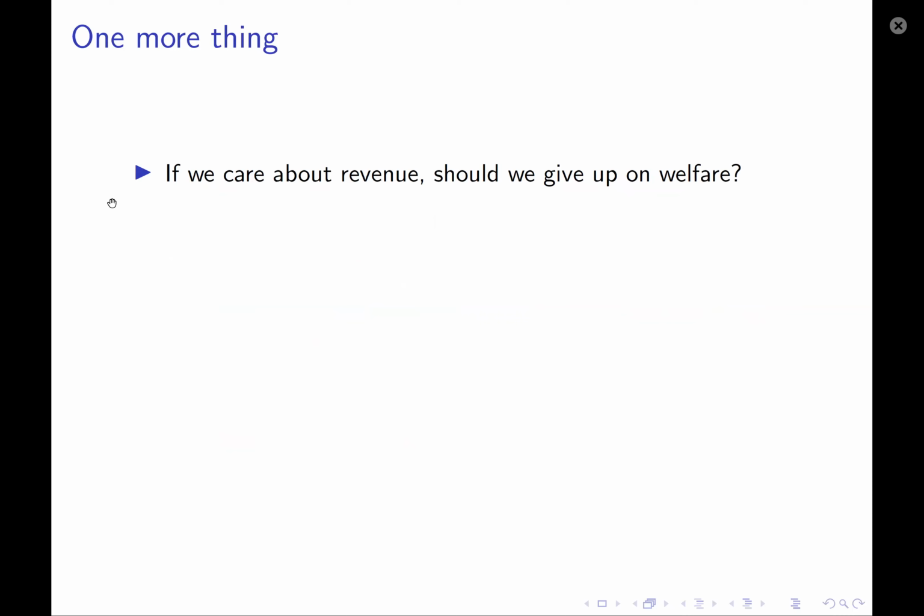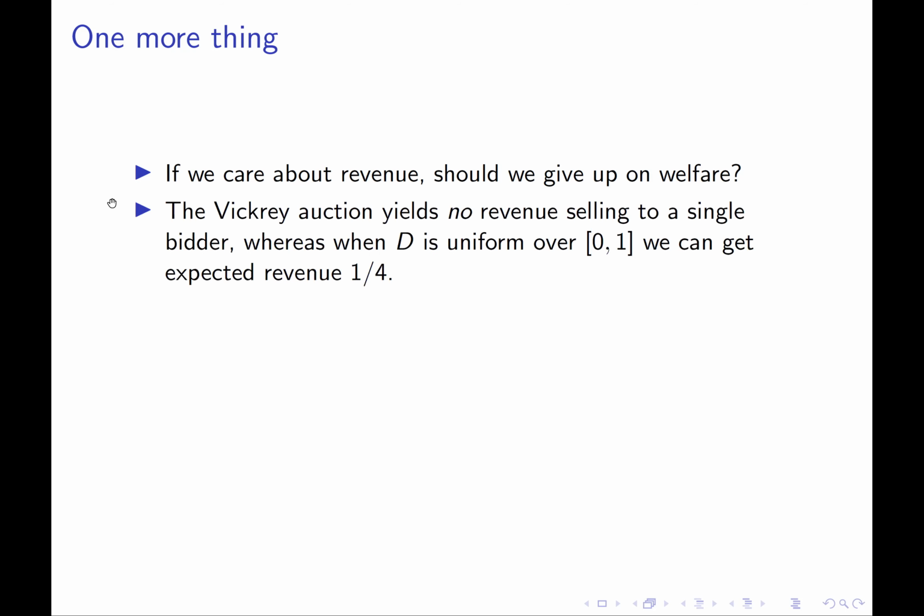Okay, and let me just leave you with one more thing. We've now talked about 2 different objectives, the revenue objective and the welfare objective, and they seem to be in conflict with one another, right? They're certainly in conflict with one another when we're selling to a single bidder. We sort of derived the optimal thing there.